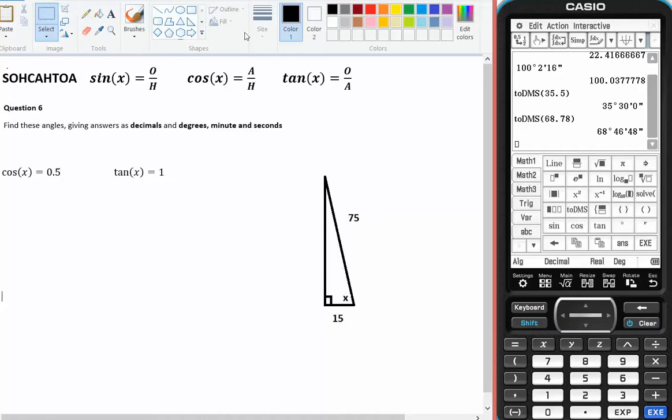This is for Year 10 General Pathway. It is question 6 out of the trigonometry revision on the ClassPad 400.